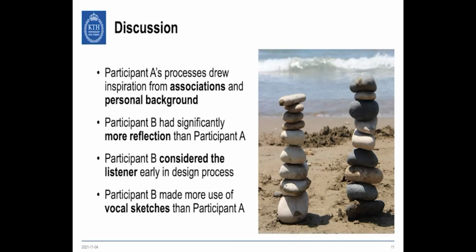And this is possibly reinforced by the fact that he made much more use of vocal sketches as well, possibly again due to having to communicate with the end listener who maybe doesn't have the same vocabulary as somebody who's working in the studio.